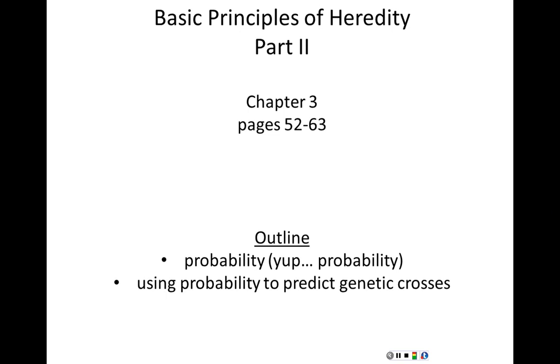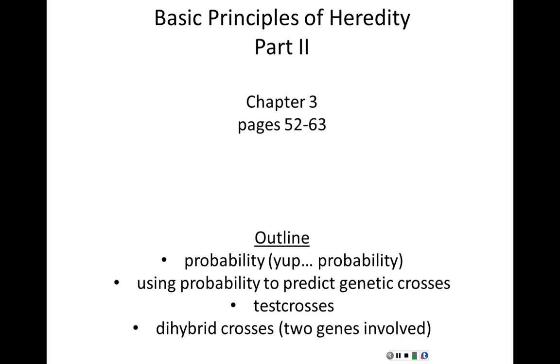But then once we feel comfortable with probability, we will be using those skills and those tools to predict the outcomes of genetic crosses. We'll review what we mean by test crosses, because we're going to be using test crosses more and more as we continue on with Mendelian genetics, and then we will get to dihybrid crosses. If monohybrid crosses were crosses that involved one gene, then dihybrid crosses are crosses that involve two genes simultaneously. We'll end the lecture with a very brief introduction of the chi-square tests from statistics.